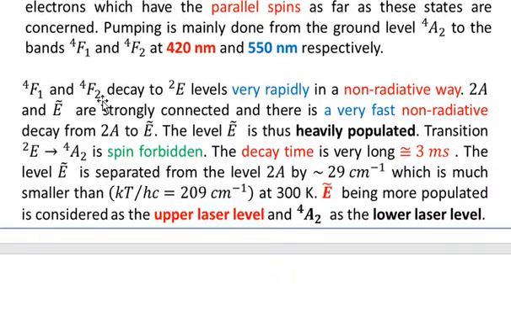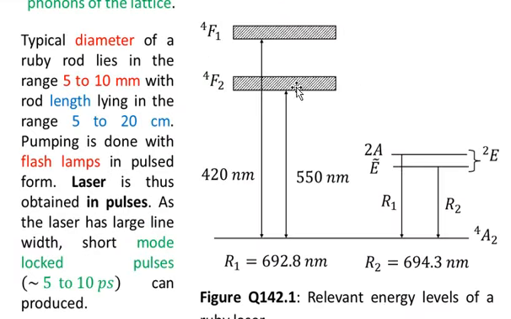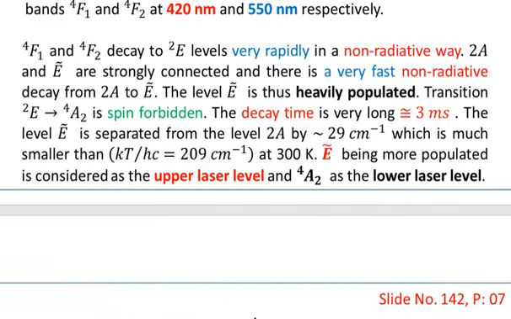4F1 and 4F2 decay to 2E levels very rapidly in a non-radiative way. So you see that the 4F1 band and 4F2 band can also decay to the ground state, but before they decay to the ground state, they will decay very quickly to the 2E states non-radiatively. So this is a non-radiative decay from 4F1 and 4F2 to the 2E state, to the 2E band, you can see.